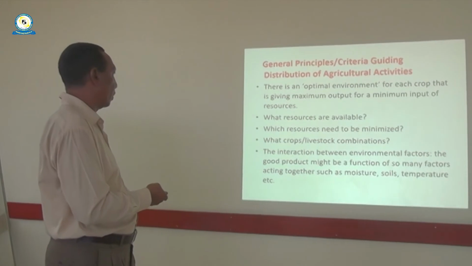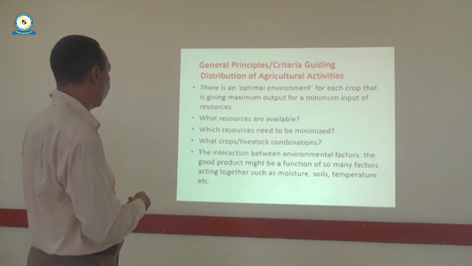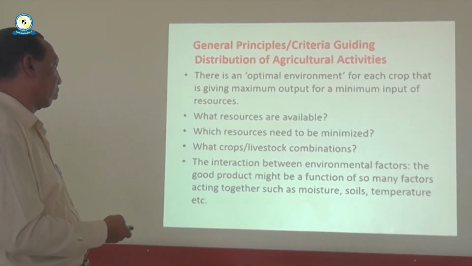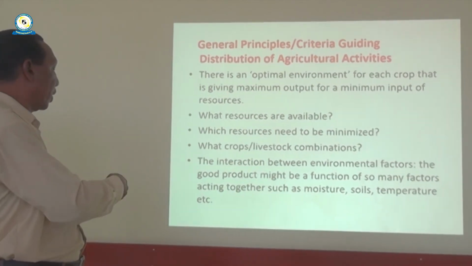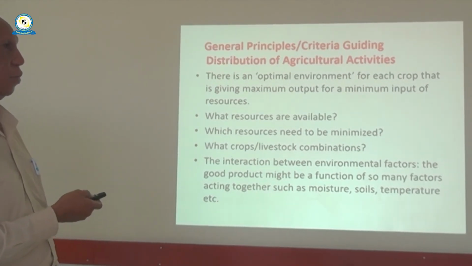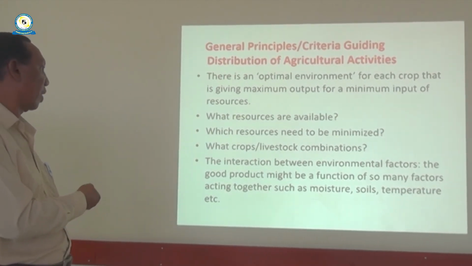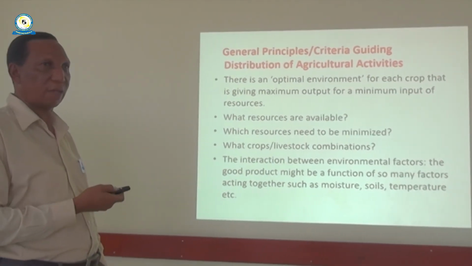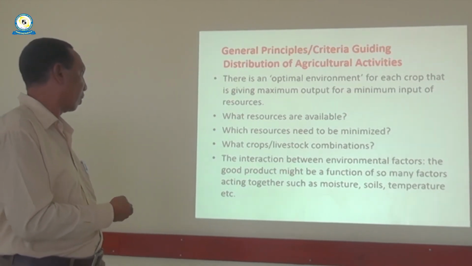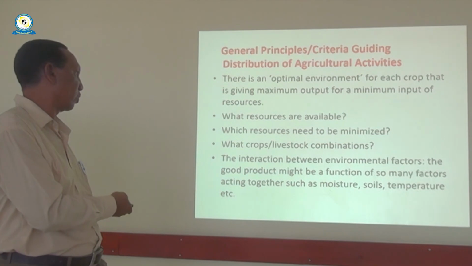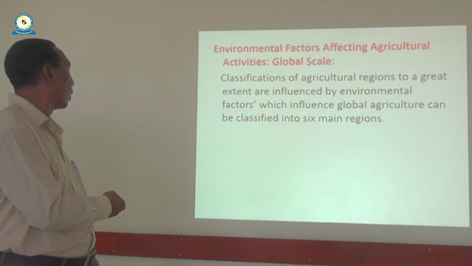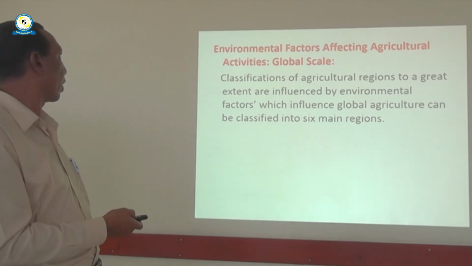Also, the interaction between environmental factors. Good products might be a function of so many factors acting together, moisture, soil. So what I'm saying is that those environmental factors should be taken care of with respect to the fact that they can be influenced by human beings themselves, but also they can be influenced by other factors in combination, such as the ones we mentioned, moisture, soil, and temperature.